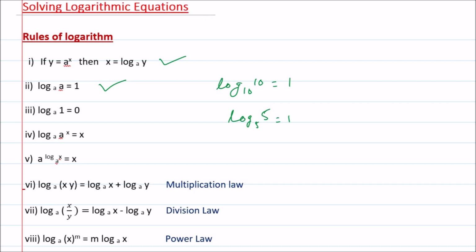Okay, let's see the next rule. Before that, let me clear this. Log 1 base a equals 0. So log 1 for whatever base will always be 0. Log a power x base a equals x. And a power log x base a equals x.